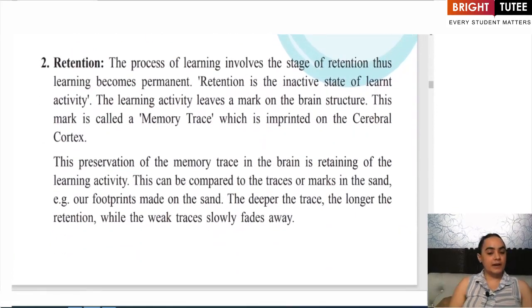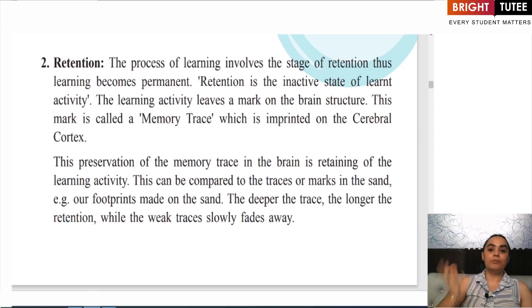So the second factor of memory is retention. What do we mean by retention? Retention means that process, that state of our mind when what we have learned stays in our brain. It leaves a mark in our brain, it leaves a trace in our brain, and the learning leaves an impact on the cerebral cortex. So our entire nervous system is getting affected with it. This is because what we have learned has remained permanently, has established itself permanently in our brain.